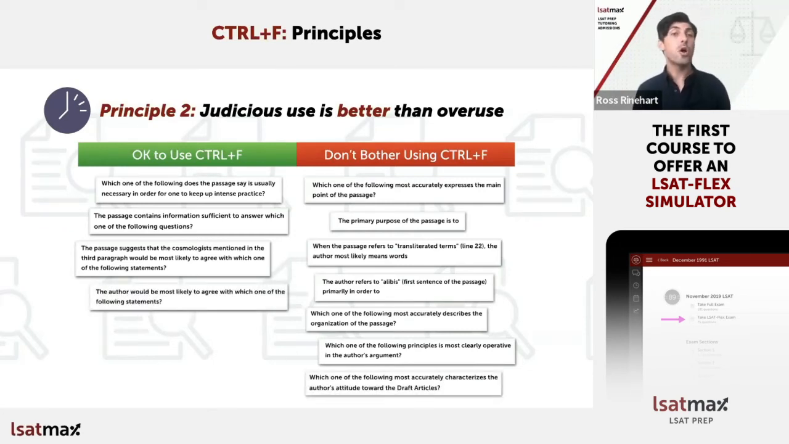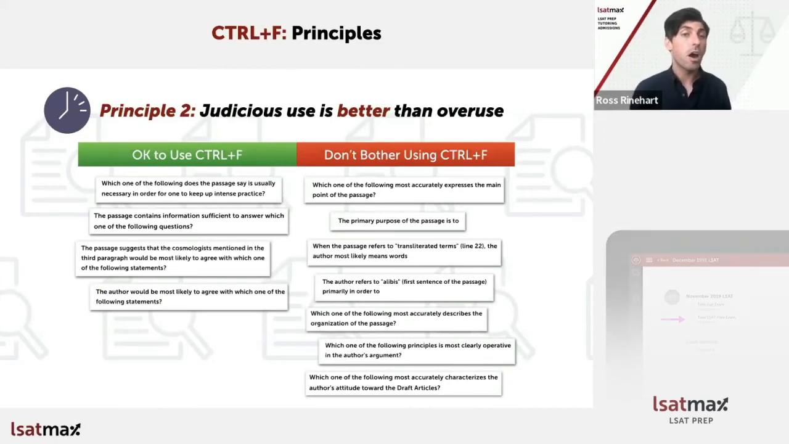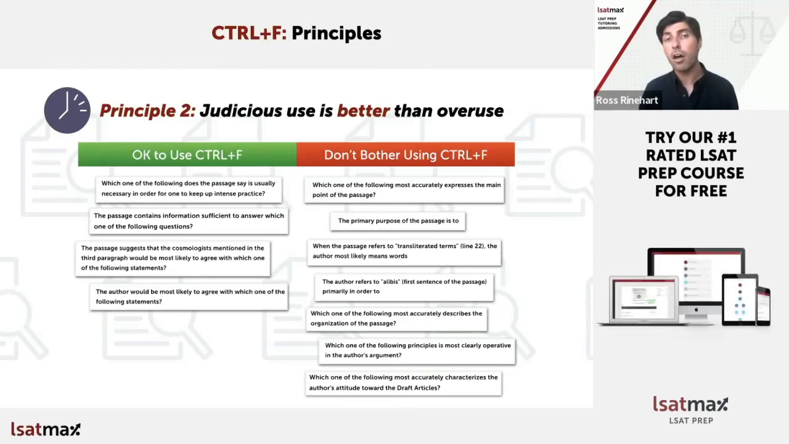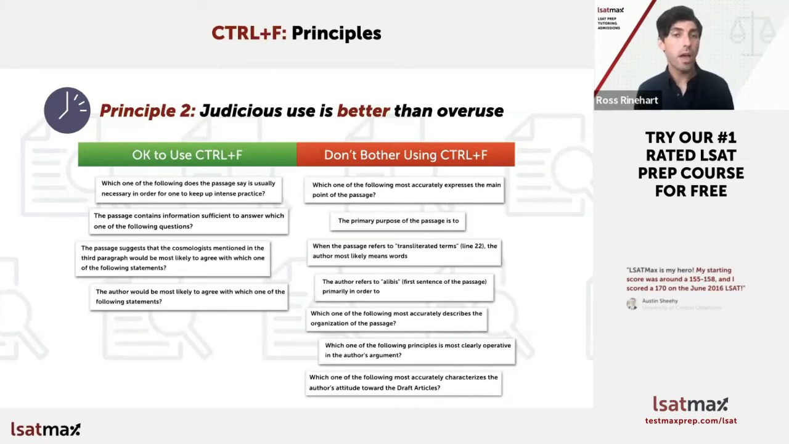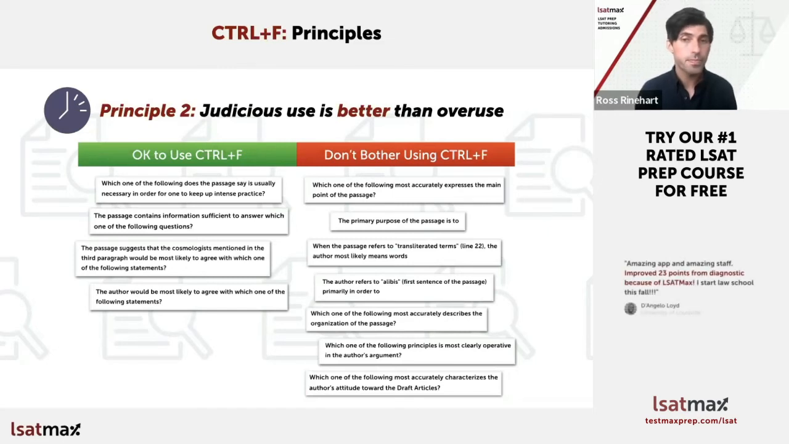Next category of questions are tone questions. These questions ask us about what the author would agree with, or what's the author's attitude towards various topics in the passage. Now, some of these questions ask you what the author would be most likely to agree with. These are questions that we can use Ctrl+F on. We can use Ctrl+F to find where the author talked about a topic an answer choice brings up, and see if the author would agree with that answer choice based on the author's discussion of that topic in the paragraph.